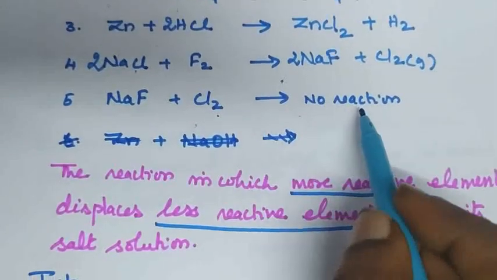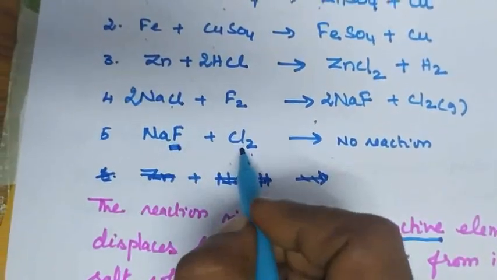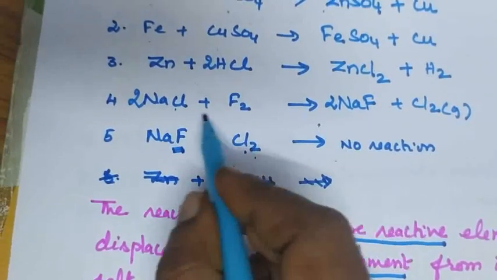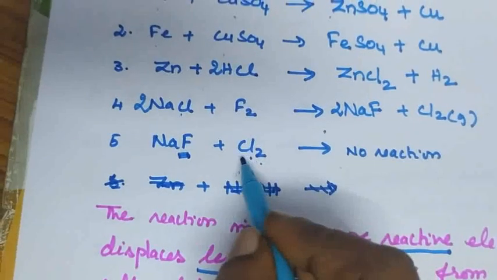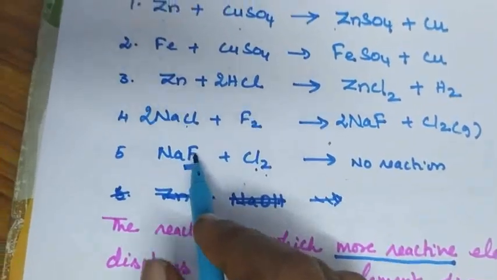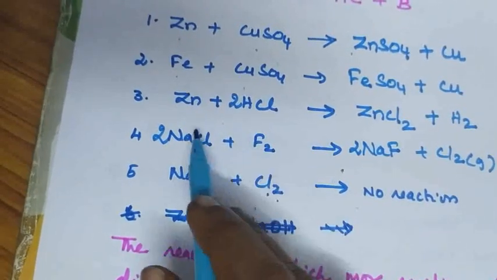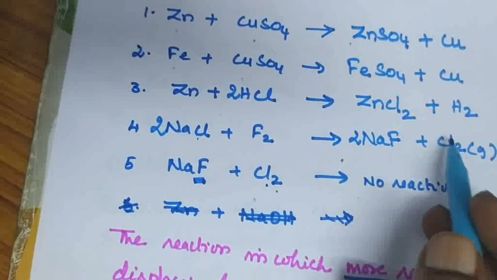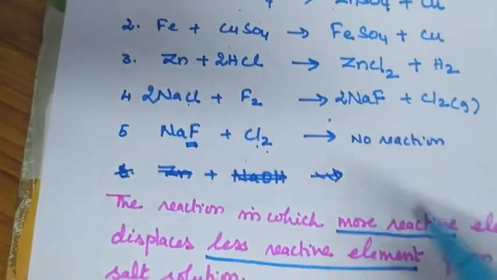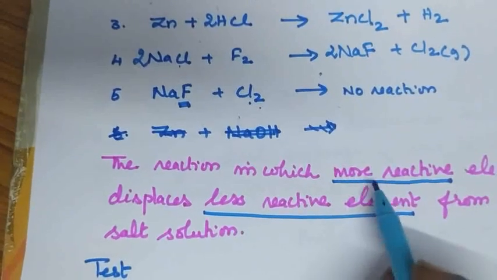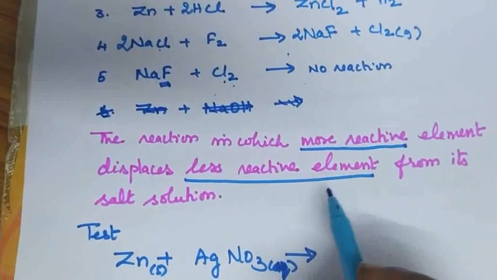Why here there is no reaction? Fluorine is more reactive than chlorine. So chlorine cannot displace fluorine from the salt. Chlorine, since it is less reactive, cannot displace fluorine. But in this case, fluorine is more reactive than chlorine, so it displaces chlorine from the salt. And it forms sodium fluoride easily. So the key word we always have to remember: more reactive element displaces less reactive element.